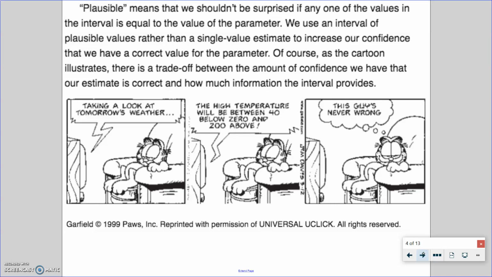I kind of like this comic right here. Taking a look at tomorrow's weather, the high temperature will be between 40 below zero and 200 above. And then Garfield just says, this guy's never wrong. That's the whole idea of confidence intervals. Like, okay, we could say the temperature will be between negative 40 and 200, no big deal. But that's not exactly how that works.